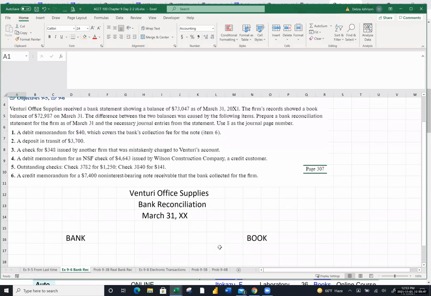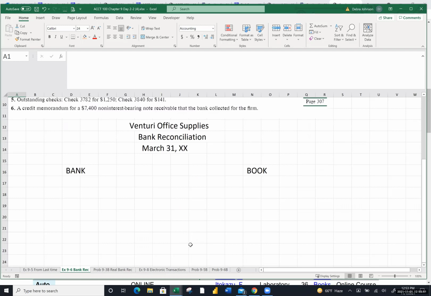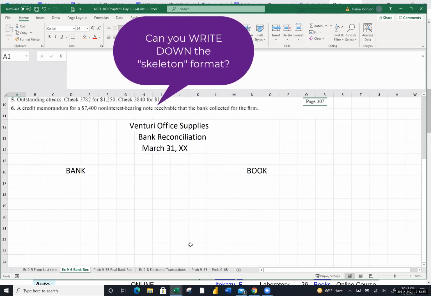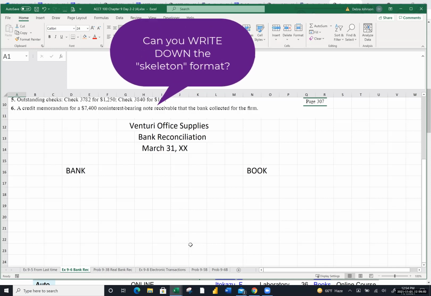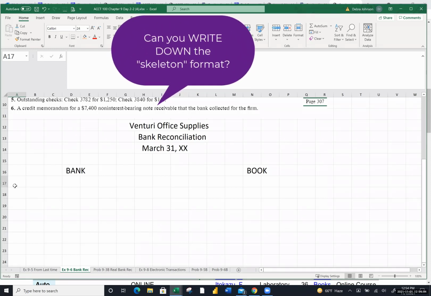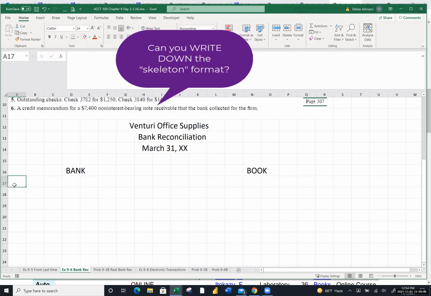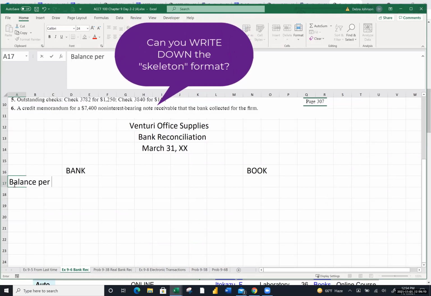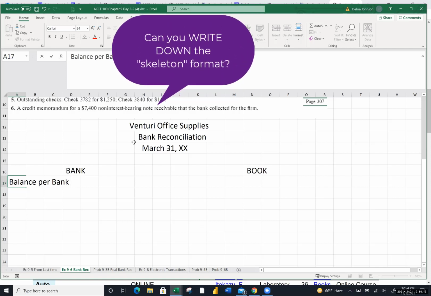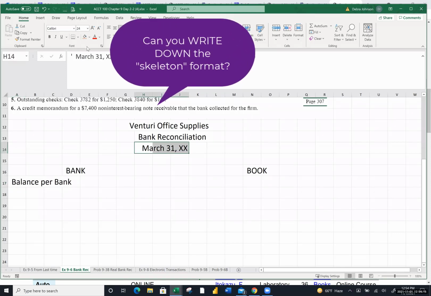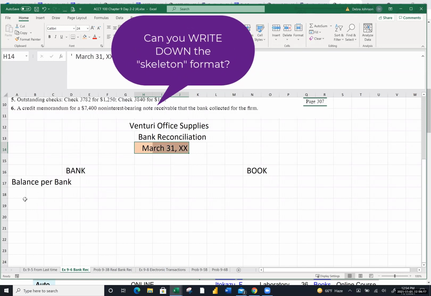So first thing I would do if I were taking the test, the very first thing I would do before I even read the problem, I would chicken scratch out what any bank rec is going to look like. Remember the goal: to bring together the two parties and resolve any differences. So before I even read it, I'm going to chicken scratch this out. I'm going to put balance per bank over here, and it's at March 31st. So it's always important to know what day you're reconciling this as of.